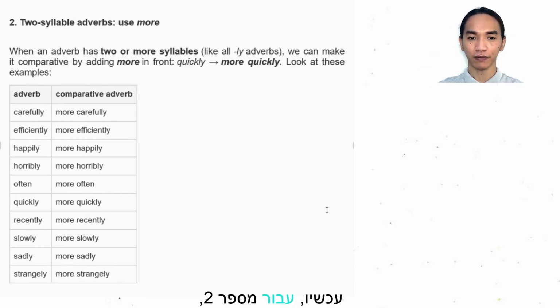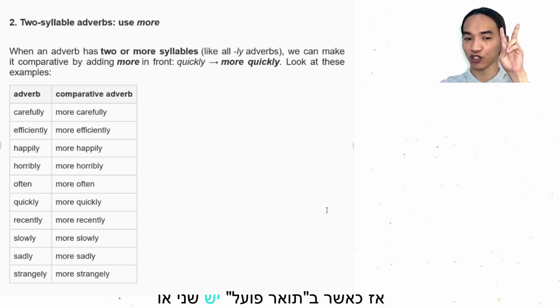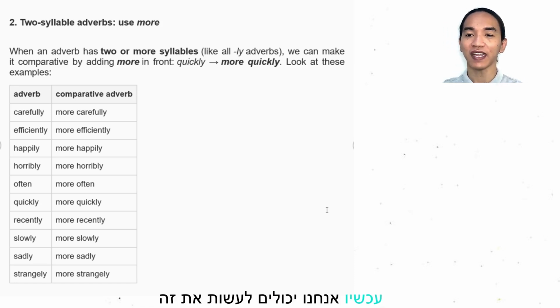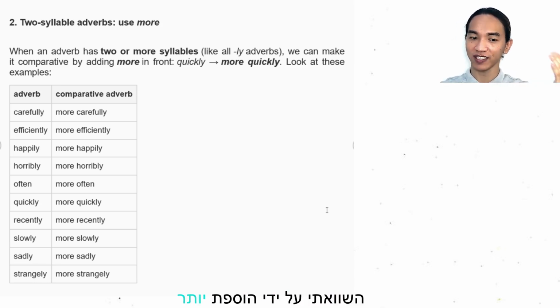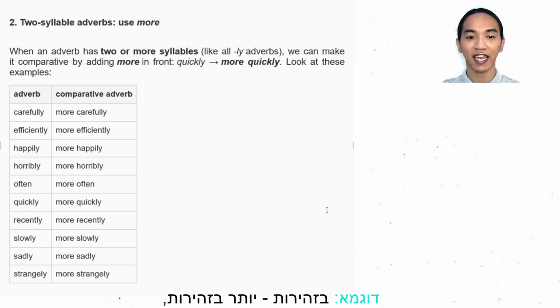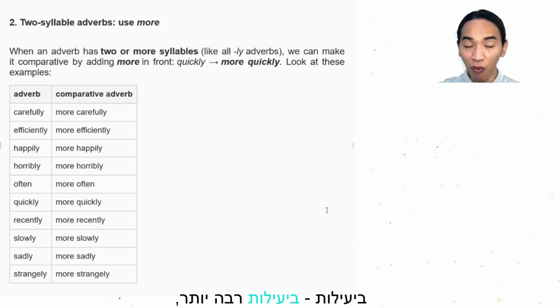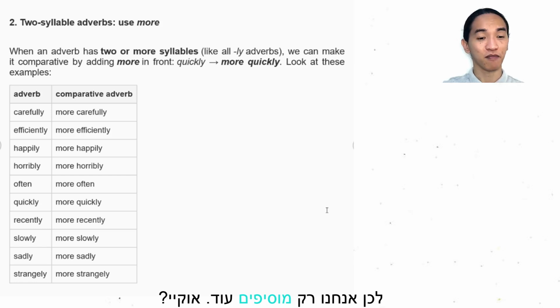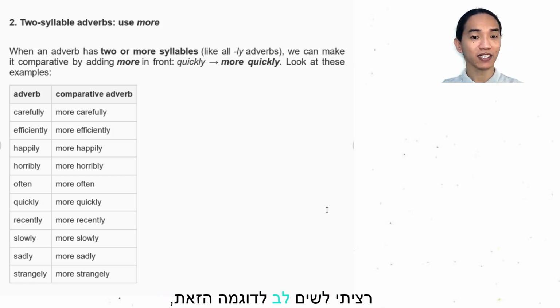Okay, now for number two, two syllable adverbs we use more. So when the adverb has two or more syllables, okay, then add more. Now we can make it comparative by adding more in front of your word. Okay, example, carefully, more carefully, efficiently, more efficiently, happily, more happily. So this is a three-syllable word. Therefore, we just add more. Okay, so I want you to pay attention to these examples here.